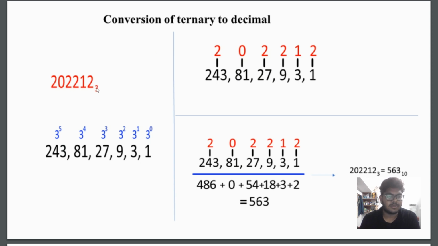Basically, it uses base 3, and using this, we derive this value. If we look into it closely, each digit is multiplied with 3 raised to 0, 3 raised to 1, 3 raised to 2, 3 raised to 3, and so on. And this will give us the value 563 in decimal, I mean the base 10 value.